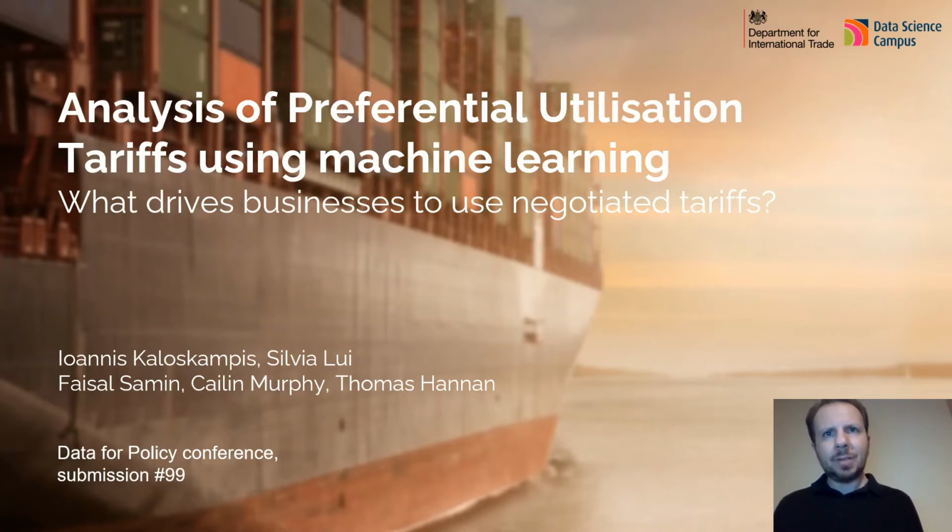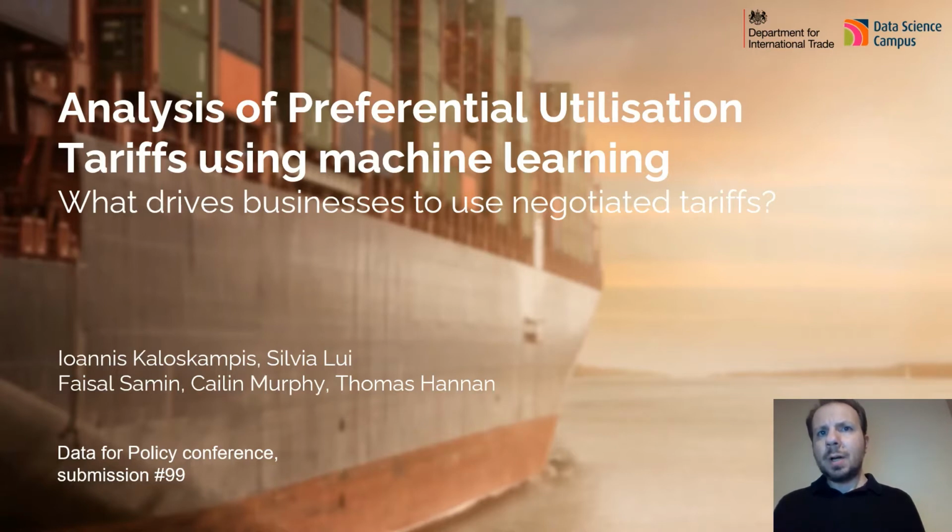Since leaving the EU, the UK has been implementing an ambitious program of free trade agreement negotiations. Understanding the effectiveness of these agreements is a priority for government organizations, to provide valuable insights in developing new trade agreements and help businesses maximize existing trade agreement benefits. Preferential utilization rates, or PURs, are a key metric of the effectiveness of free trade agreements.